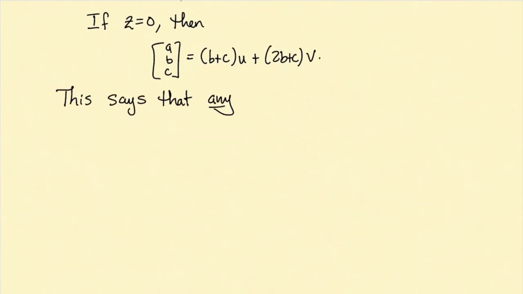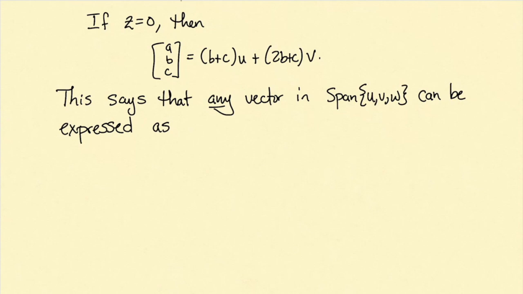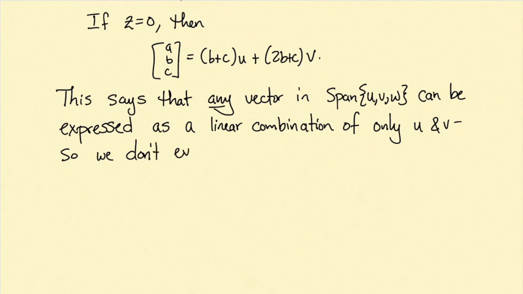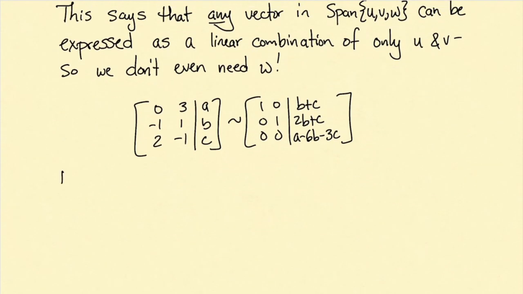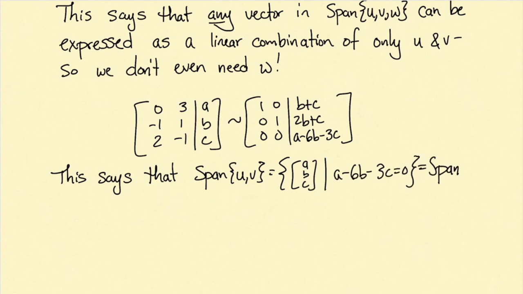Our observation here is that by simply taking z to be 0, we've actually removed any dependence on the vector w for any element of the span. And in fact, we could see this explicitly by removing the third column from our augmented matrix. Using the exact same row operations, we'll get the following row equivalence. And this row equivalence tells us that the span of the two vectors u and v is also the plane cut out by the equation a minus 6b minus 3c.